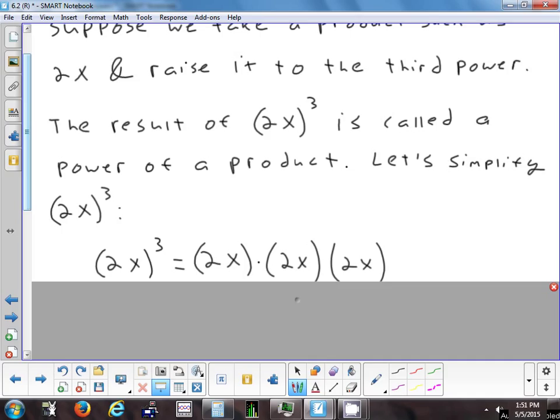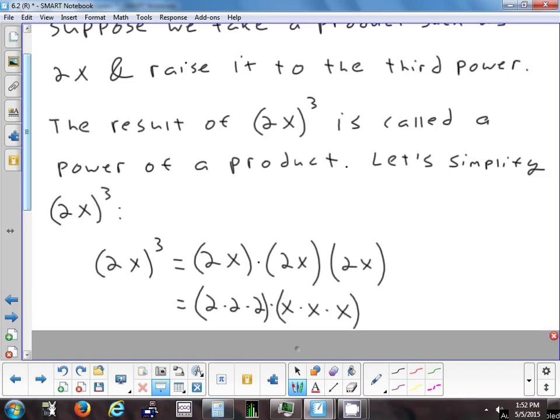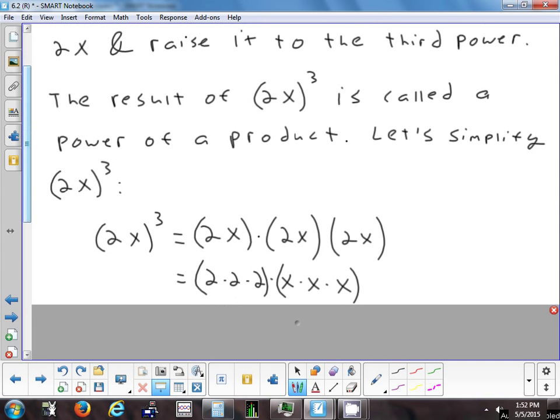What's my constant in all three of those parentheses? 2. What's my variable? X. I see a 3 right there. So what I've done is regroup it: 2 times 2 times 2, and then x times x times x. We're going to figure that out.